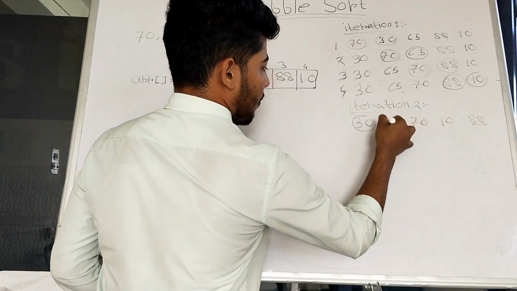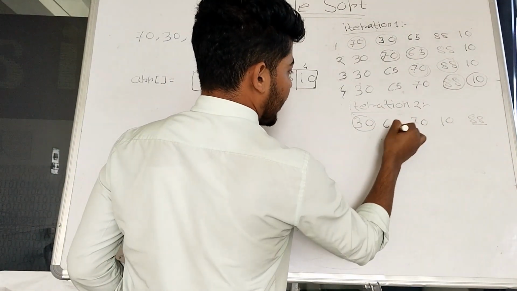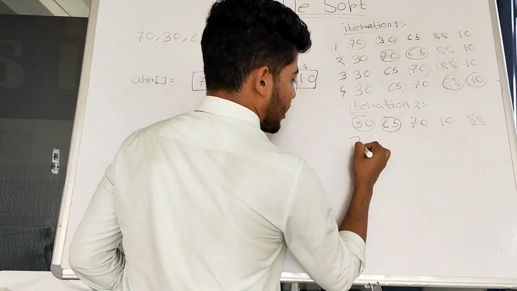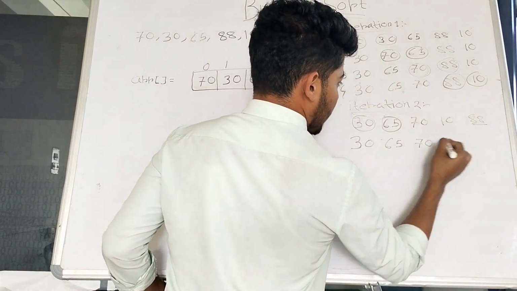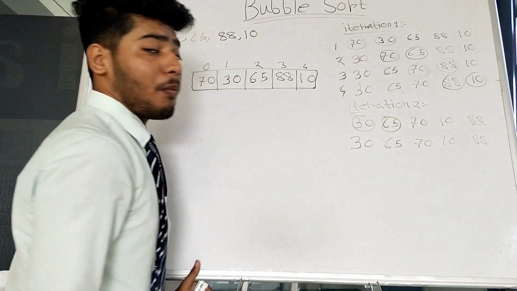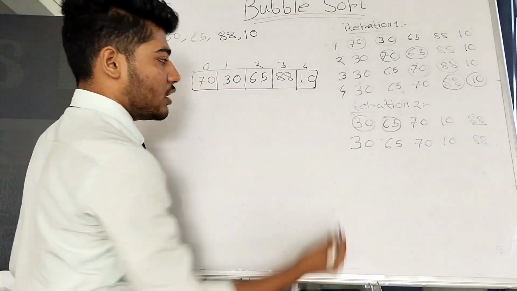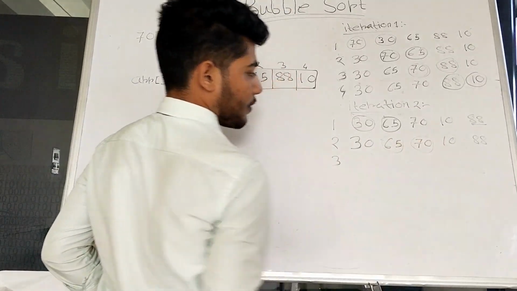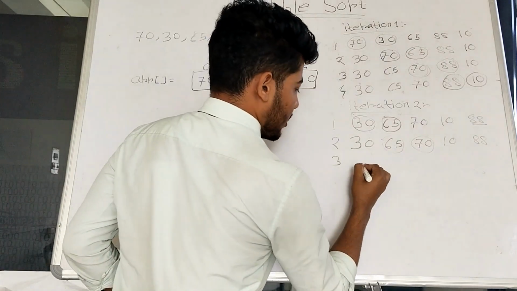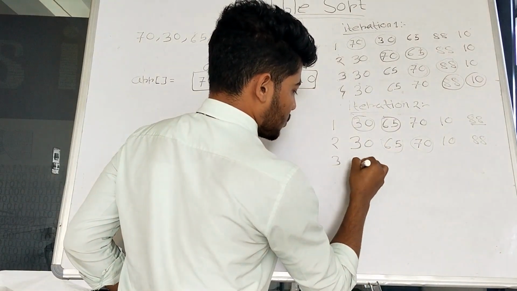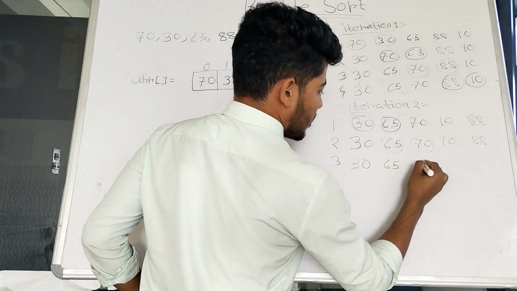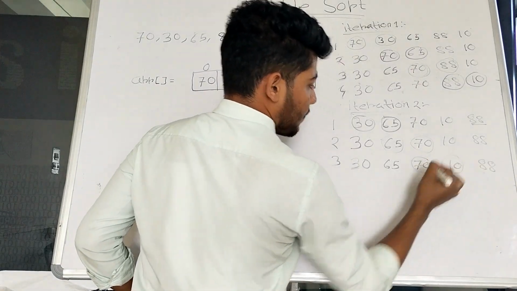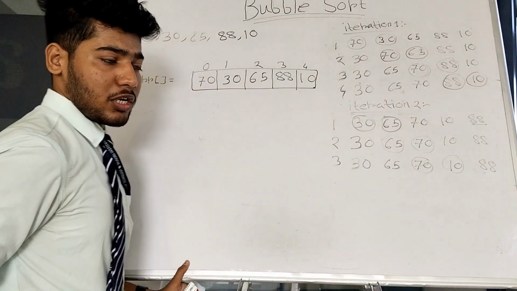So now, 30. Again we will compare ARR 0 with ARR 1. So 30 greater than 65? No. So it will remain the same. In this iteration we will compare n minus 2 times. So 5 minus 2 is 3. So there are 3 comparisons. So next, 65 with 70. So 65 greater than 70? No. So it will remain 65, 70, 10, 88. Next, 70 with 10. So it will stop here because the n minus 2 comparisons are complete.